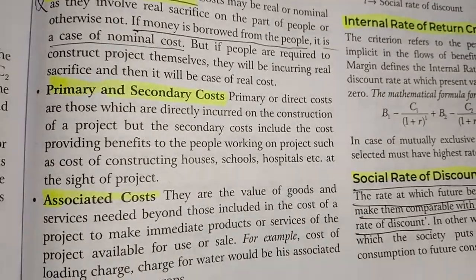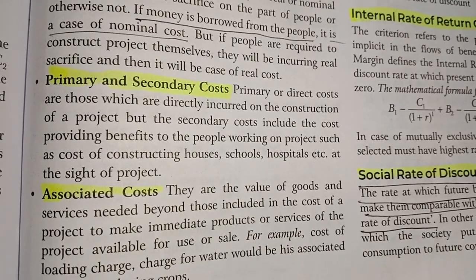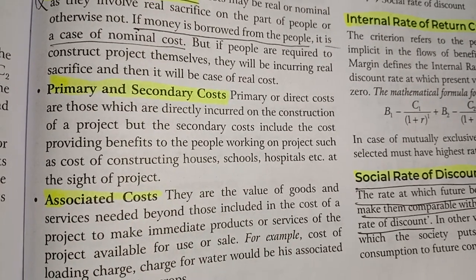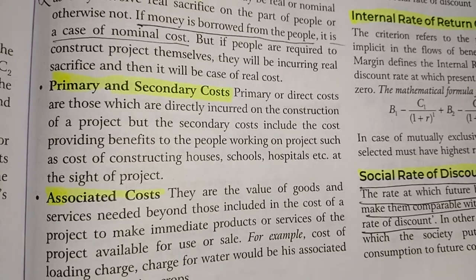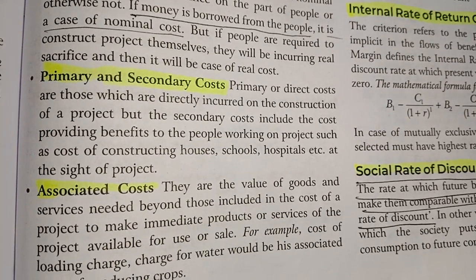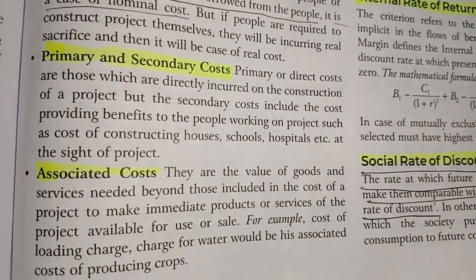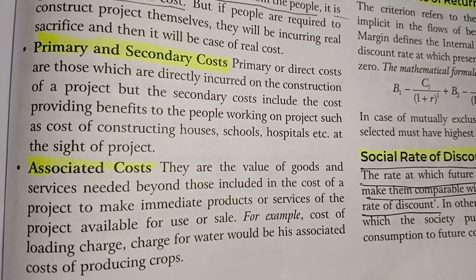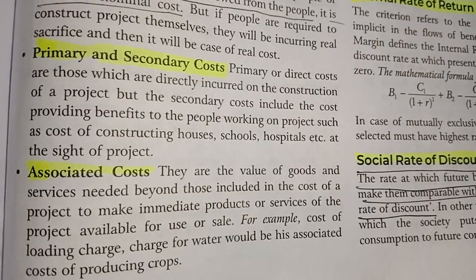Associated cost. They are the value of goods and services needed beyond those included in the cost of a project to make immediate products or services of the project available for use or sale. For example, the cost of distribution channels for water would be an associated cost of producing crops.